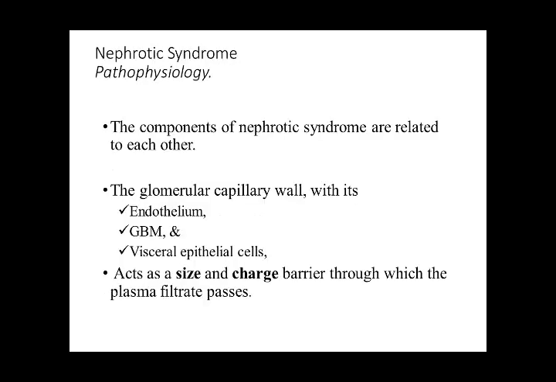The components of nephrotic syndromes are related to each other. The glomerular capillary wall with its endothelium, glomerular basement membrane, and visceral epithelial cells act as a charge and size barrier through which plasma filtrate passes. They act as a size and charge barrier through which plasma filtrate passes. Do you get my point?